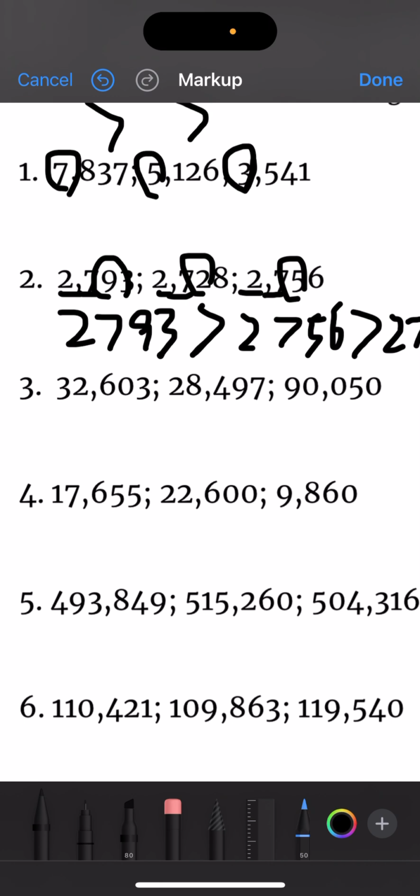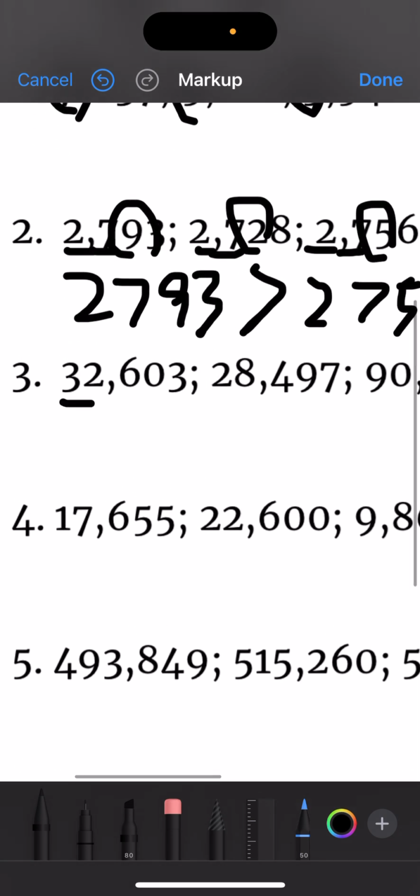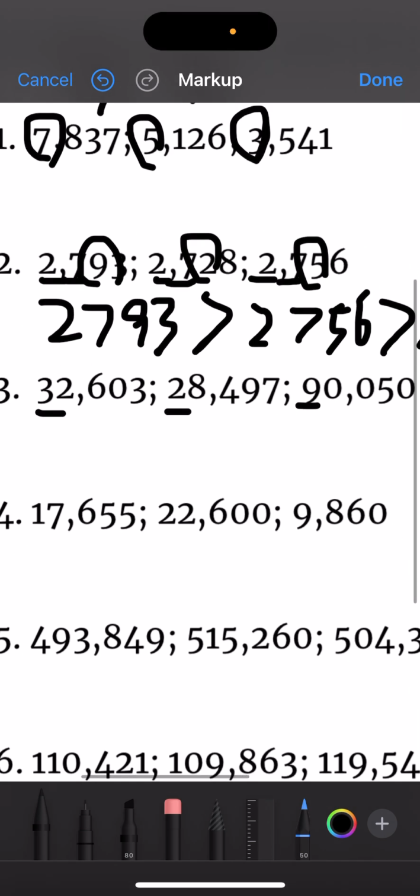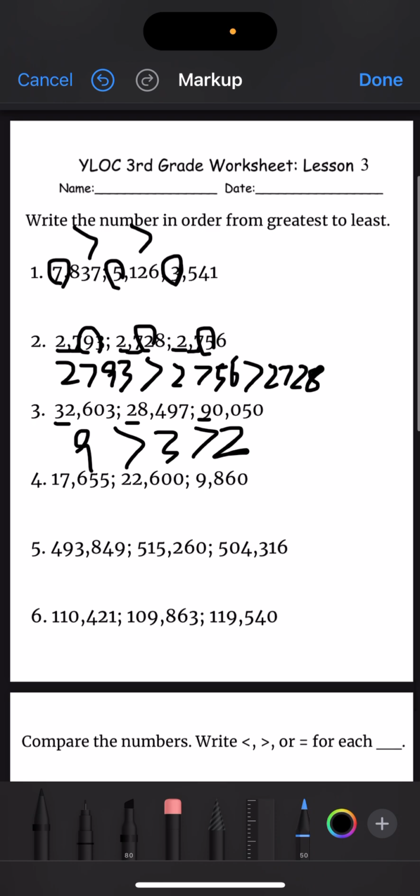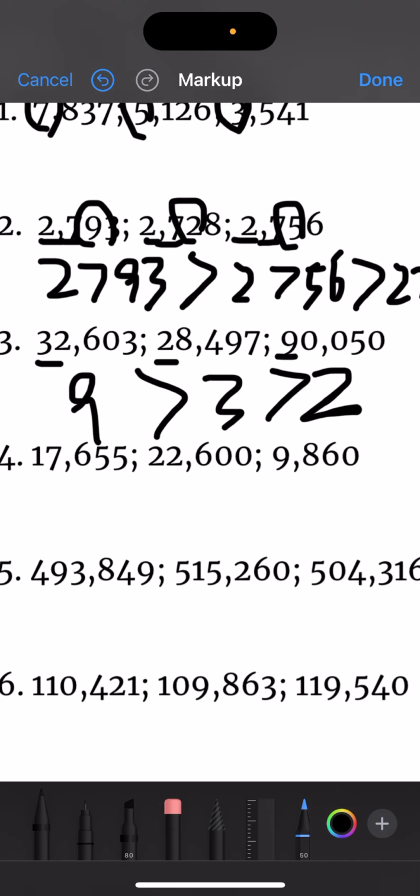Number 3. So we have 32,603, 28,897, and 90,050. Let's look at the tens, the 10,000s. We have 3, we have 2, and 9 is the greatest. 3 is the next, and 2 is the least.